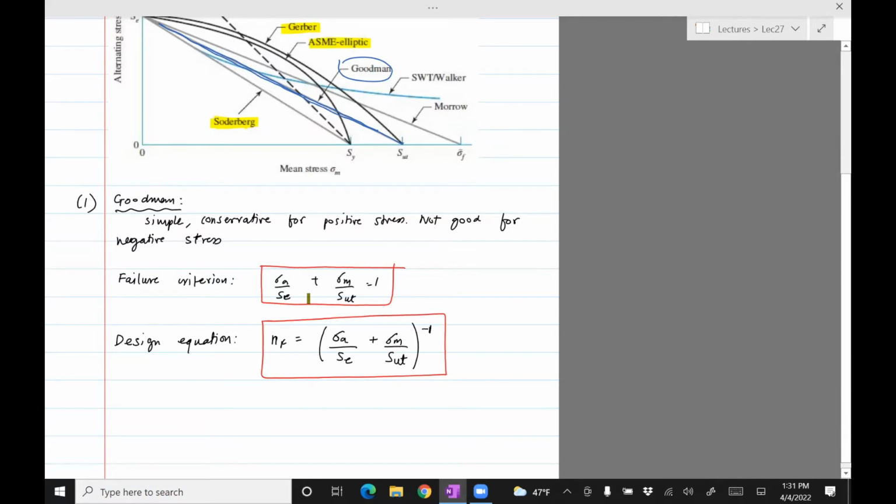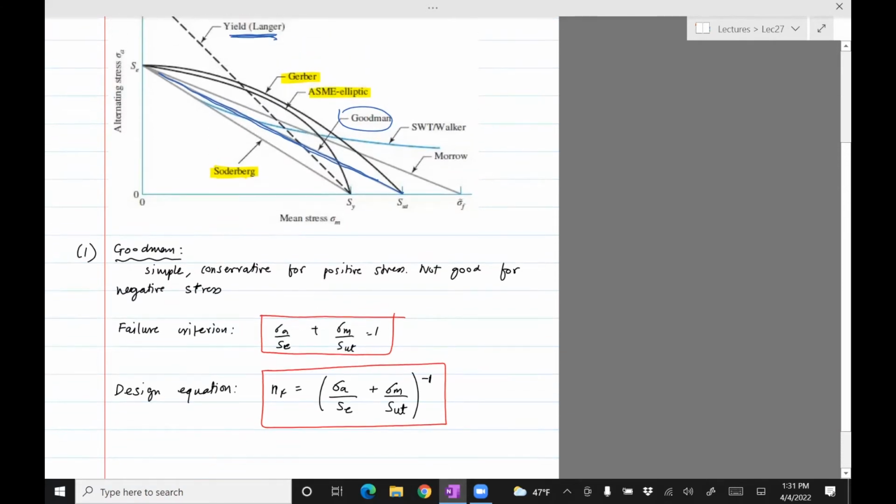So the failure criterion is the equation of this line, which passes through SE and SUT. That's why you see SE in the denominator, SUT in the denominator like this. And if you want to find the design equation, you substitute sigma A with n times sigma A, and then you get that equation. So that gives the design factor. This line predicts failure and gives you a factor of safety. Okay, so next, look at the next one.